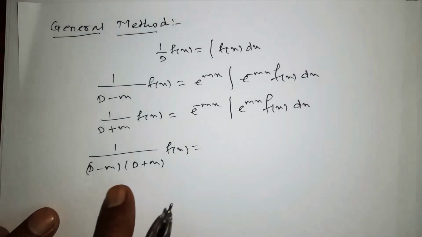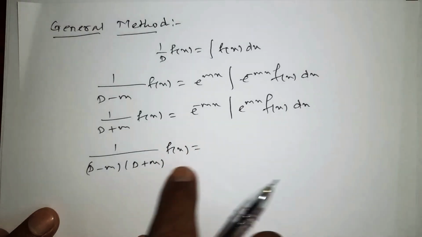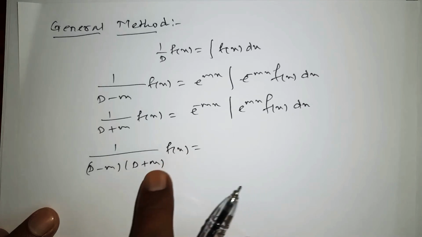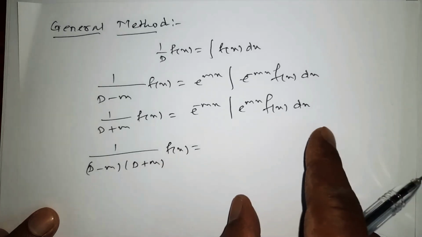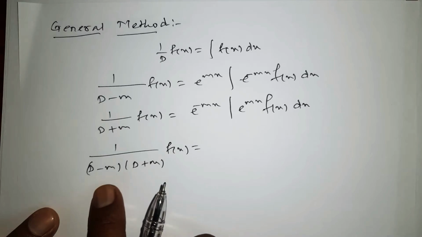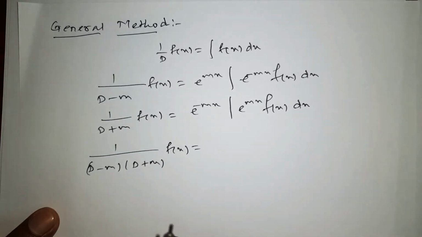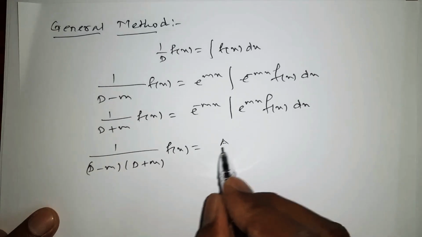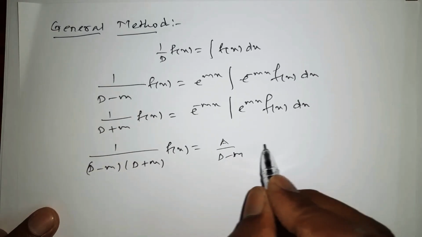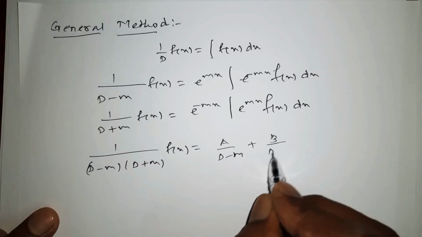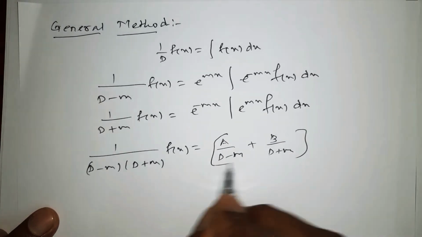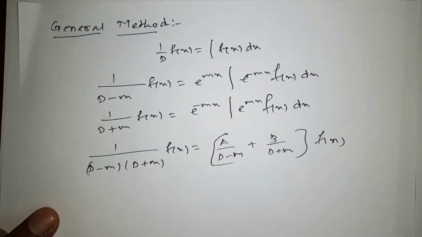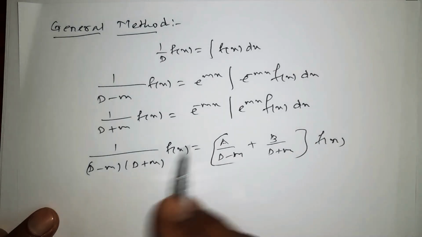Now if both are there at a time, 1 upon D minus m and D plus m operating on f of x, then you can operate depending on this function f of x. If the function f of x suits D plus m, then operate D plus m, and if it suits D minus m, then operate D minus m, or do the partial fraction and separate it. It is A upon D minus m plus B upon D plus m operating on f of x, finding the values of A and B. So using partial fractions we can solve it, or one by one you can operate it.